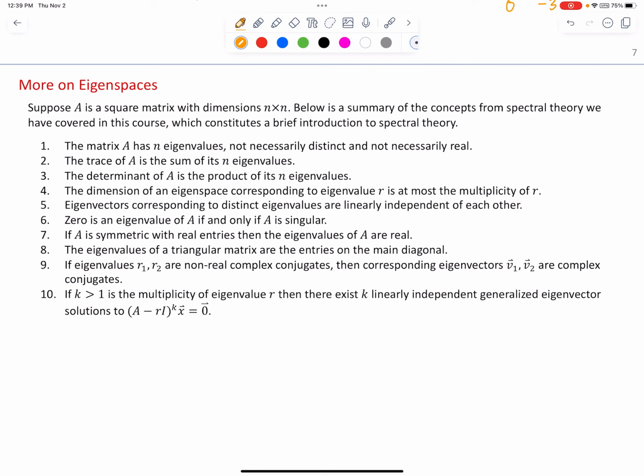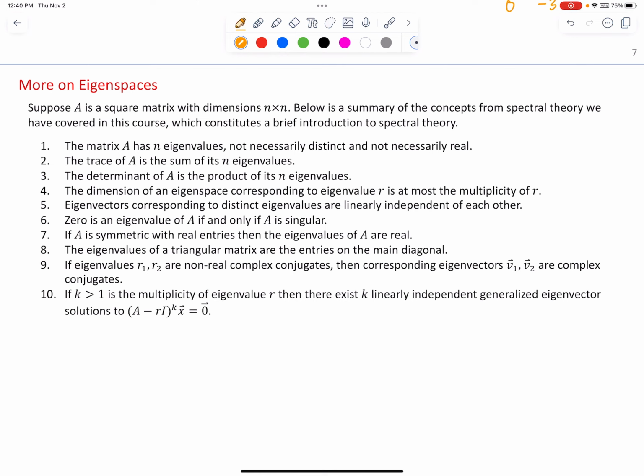Number 8, the eigenvalues of a triangular matrix are the entries on the main diagonal. Now, triangular could be upper triangular, lower triangular, or both upper and lower, which just means diagonal. And we explore this idea on page 3. Number 9, if eigenvalues r1 and r2 are non-real complex conjugates, then corresponding eigenvectors v1, v2 are complex conjugates. This was discussed on page 1 of this lecture.